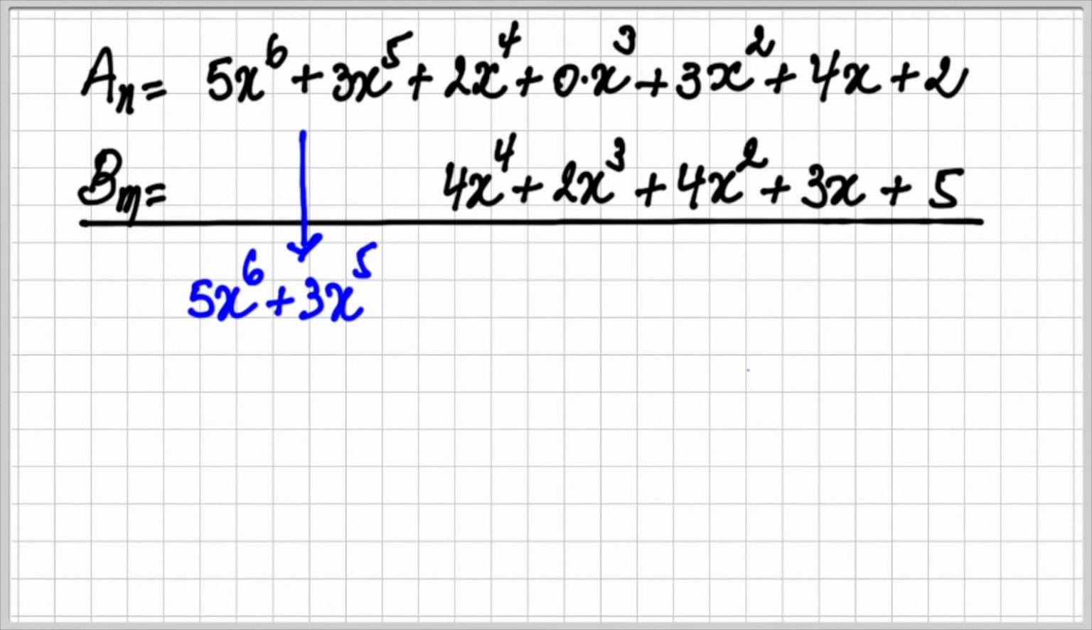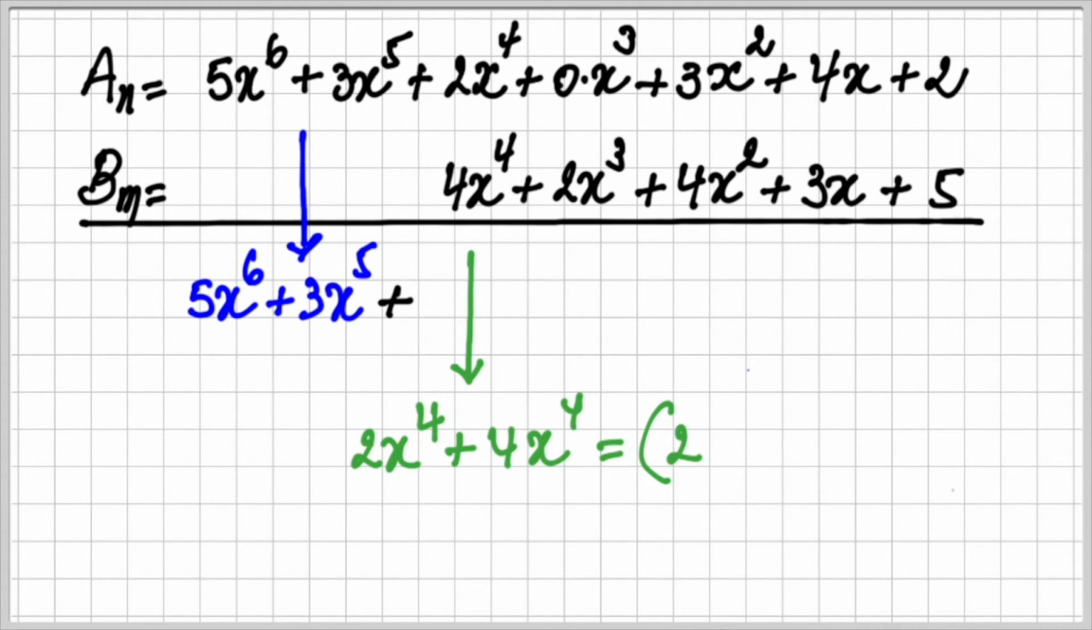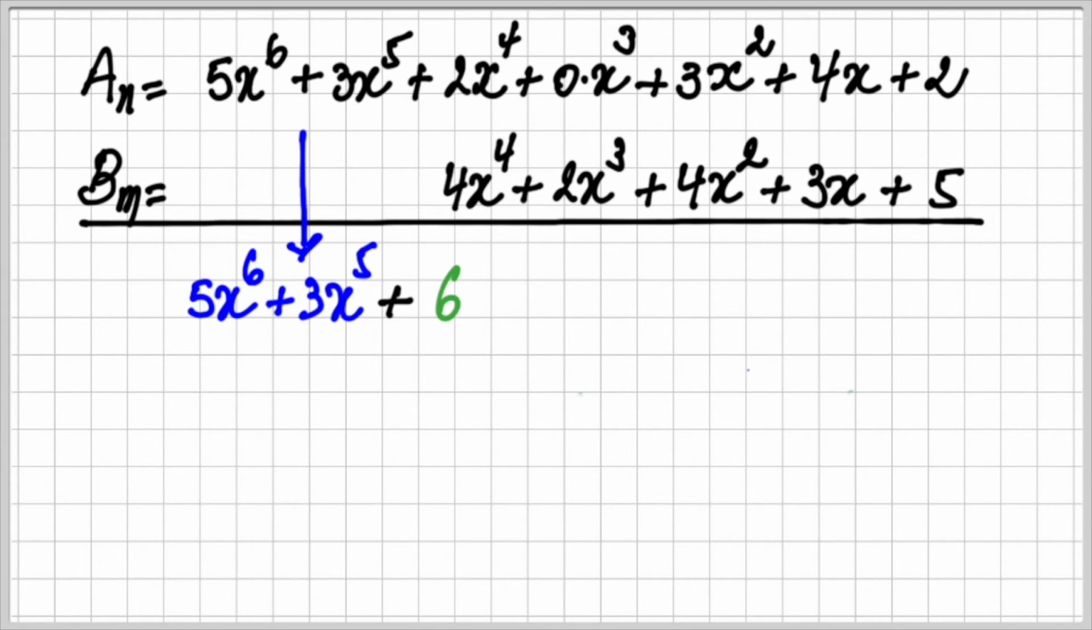And we calculate the first terms. That's easy because we don't have any other terms to add. So we find here 5 times x to the power 6 plus 3x to the power 5. We combine the two terms in x to the power 4. So we have 2x to the power 4 plus 4x to the power 4, which gives us 2 plus 4 times x to the power 4, which is basically 6x to the power 4. And we put it as the next term in the equation.